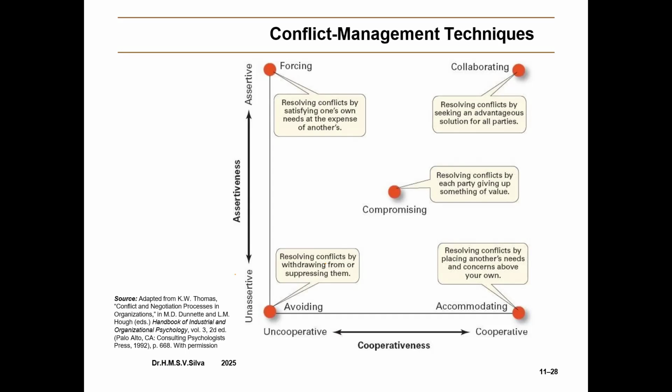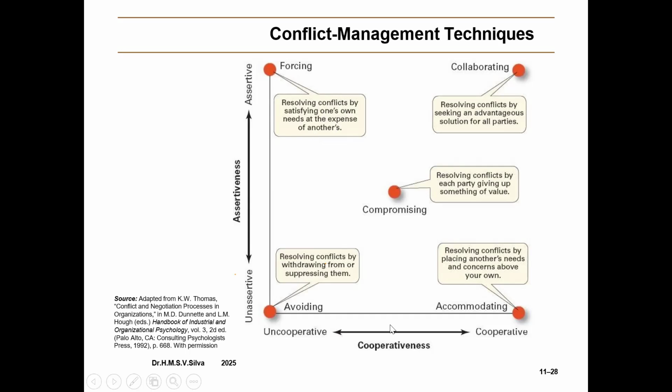Let's assume if assertiveness is high but cooperativeness is low, that is forcing. I am well aware of the issue, but if I cannot work cooperatively with others, then I force myself to win my demand, resolving conflict by satisfying my own need at the expense of another. I always force to get my own way because I am not cooperative, but I am really confident over my issue.